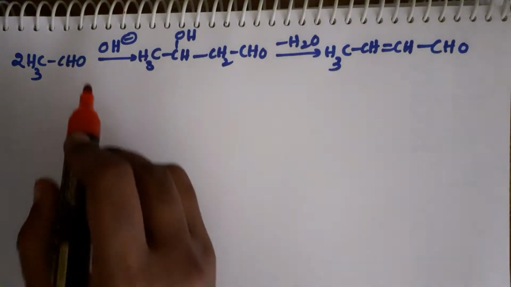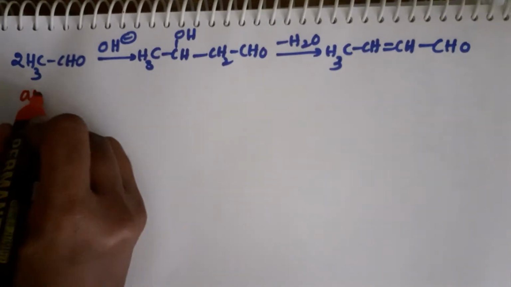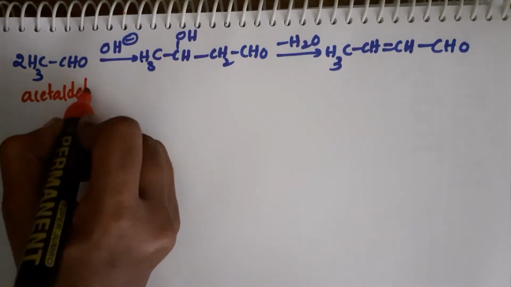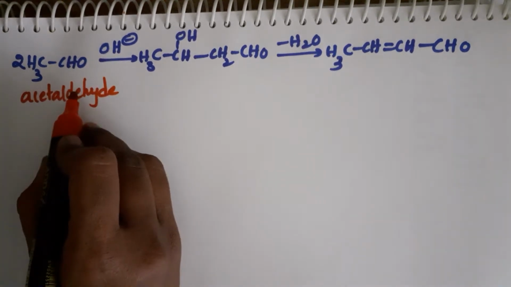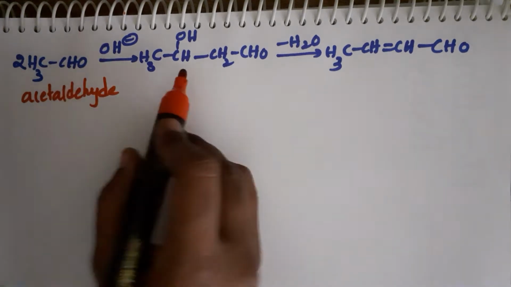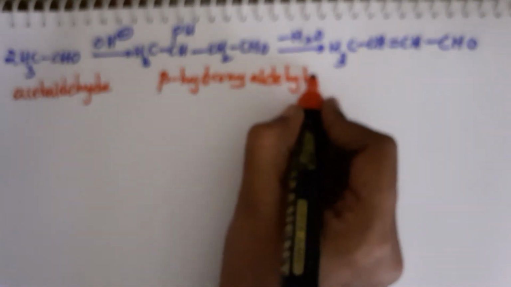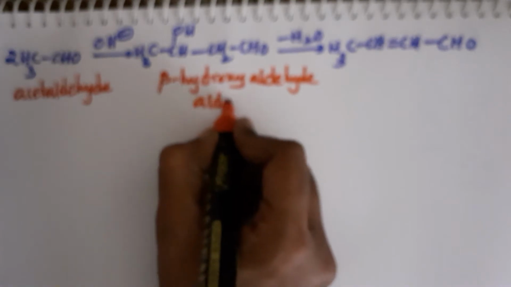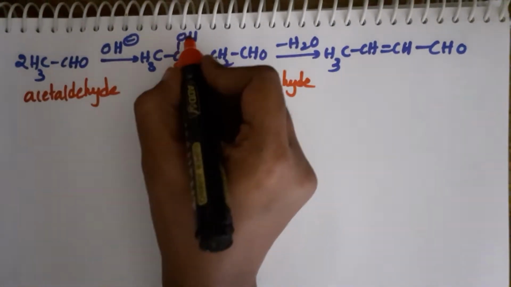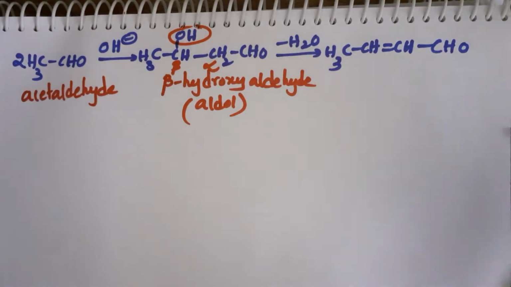See, here is the reaction. It involves 2 moles of acetaldehyde. 2 moles of acetaldehyde react with each other, undergoing a reversible addition reaction in the presence of dilute alkali, and it produces a beta-hydroxy aldehyde, or simply it is called aldol. Here this carbon is the alpha carbon, and here is the beta carbon. In the beta position we have an OH group, the beta-hydroxy aldehyde. Next, it undergoes dehydration.